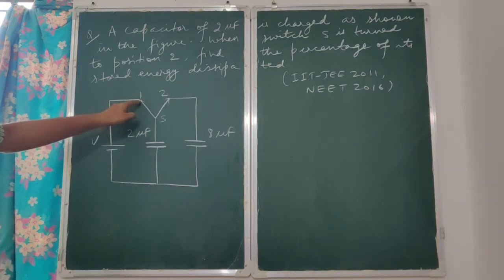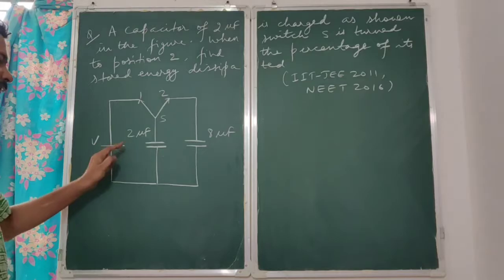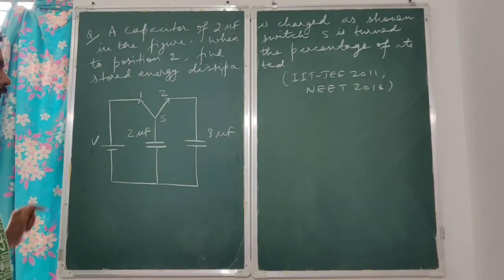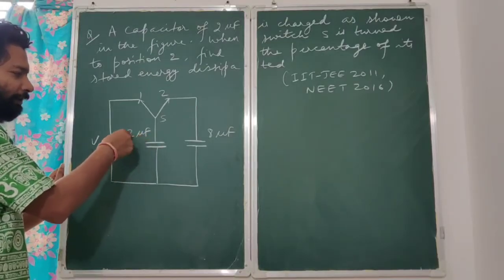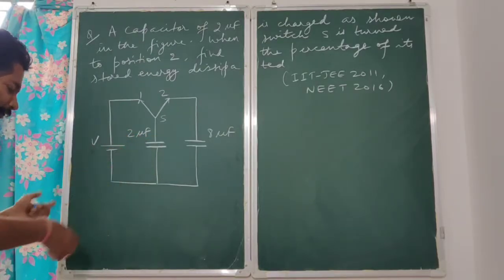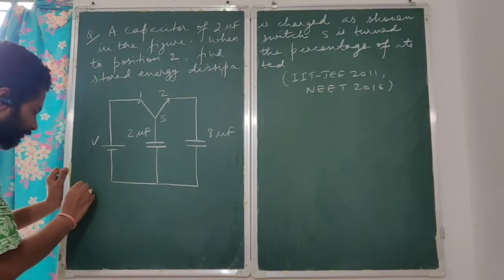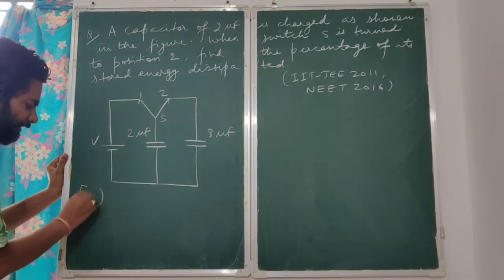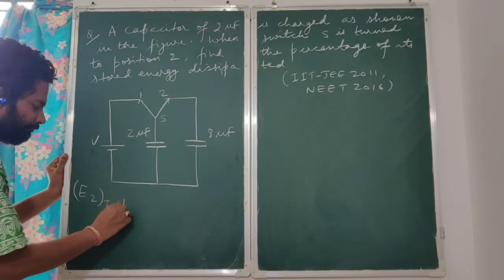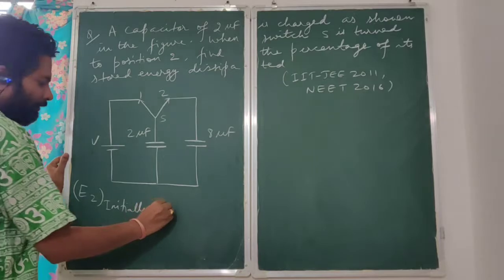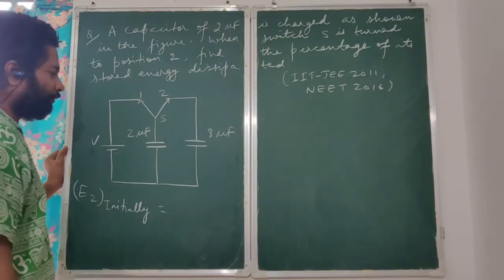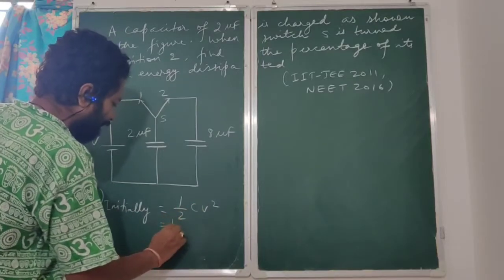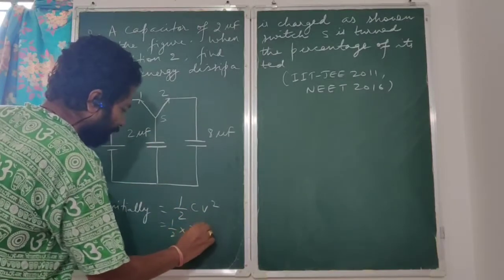Initially the switch is connected at 1 here. This is a 2 microfarad capacitor. What is the supply voltage? It is V. So there will be some energy which will get stored in this 2 microfarad capacitor. So what will be the energy stored? What is the formula? Half CV square. So we will write it half into C, which is 2, into V square.